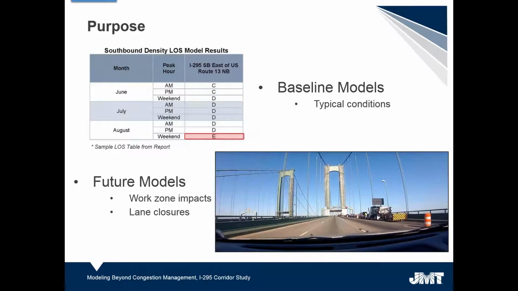So the point of these baseline models was that DRBA can now take those models and see what the impacts would be if they closed a lane. For example, let's say that the DRBA had to do some maintenance work on the Delaware Memorial Bridge. Well, if they're thinking about doing it in June, they could take the June model and remove one of the lanes because they would need a lane closure, and then they could see what the impacts would be to the traveling public if they did that on a peak hour in June. So that was the point of the models.